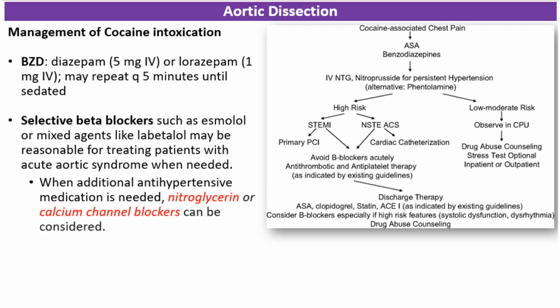Calcium channel blockers or nitroglycerin can be used in conjunction with esmolol or labetalol if additional blood pressure lowering is needed. For patients with acute aortic dissection, anti-impulse therapy is usually initiated prior to learning the result of any drug screening, and as such, many patients do receive beta blockers.